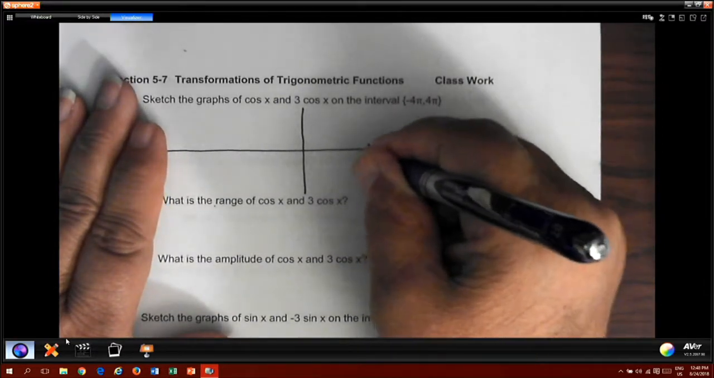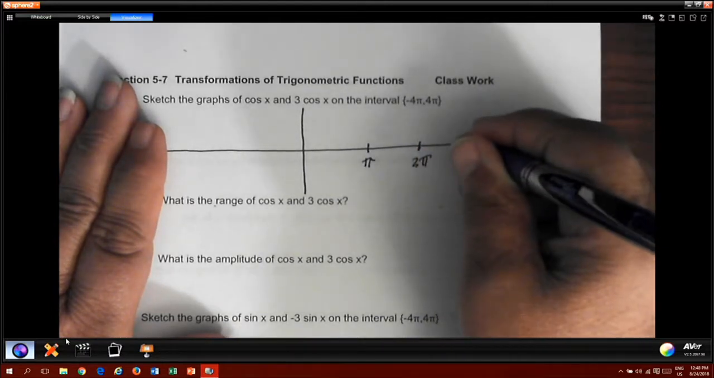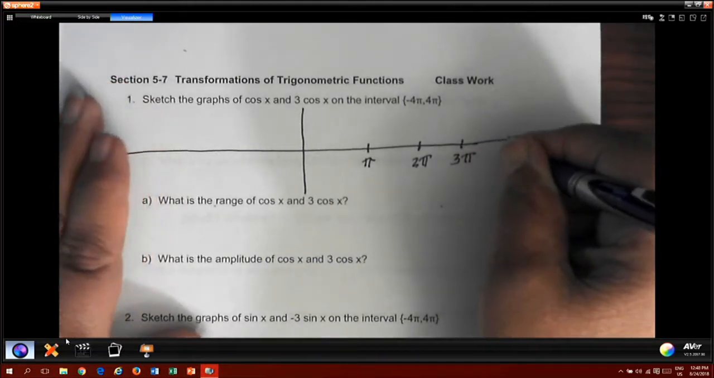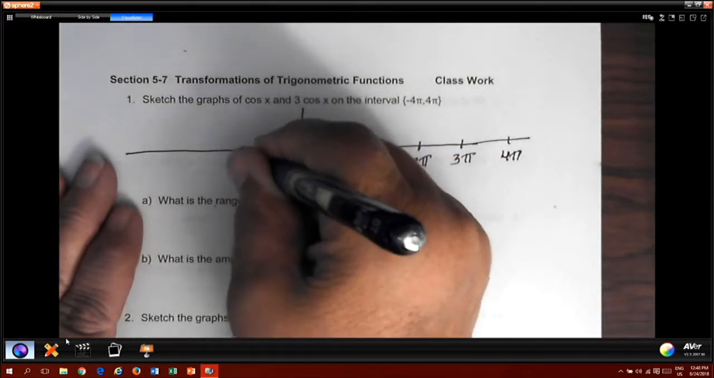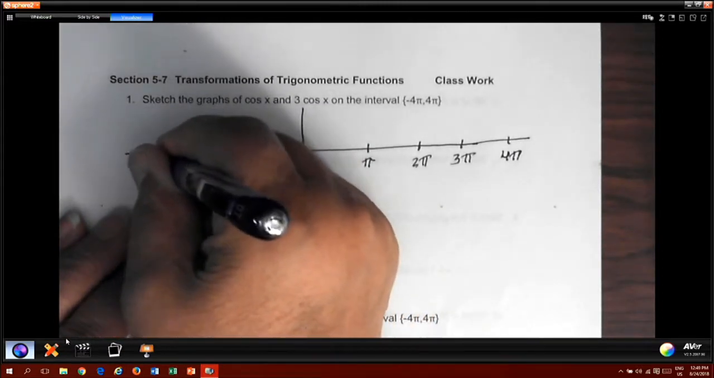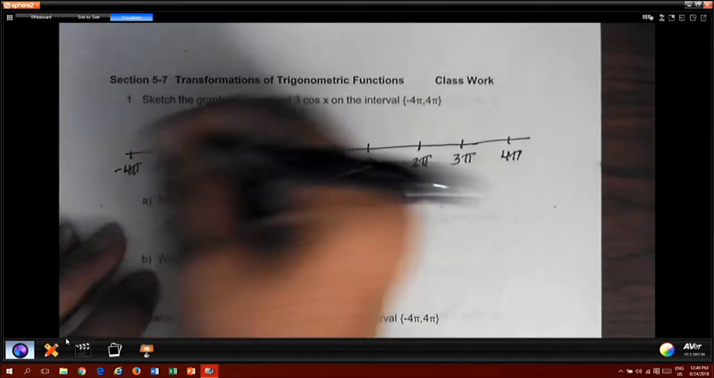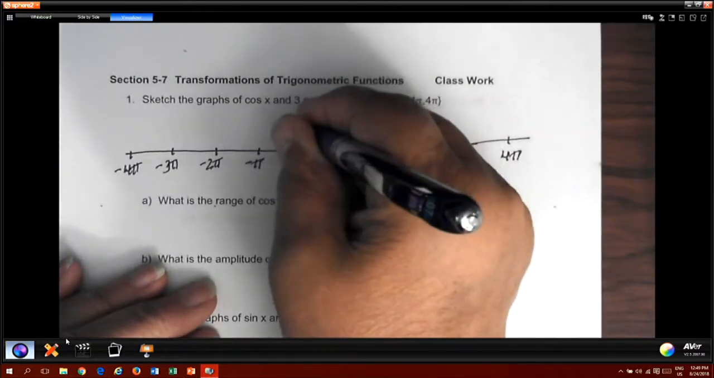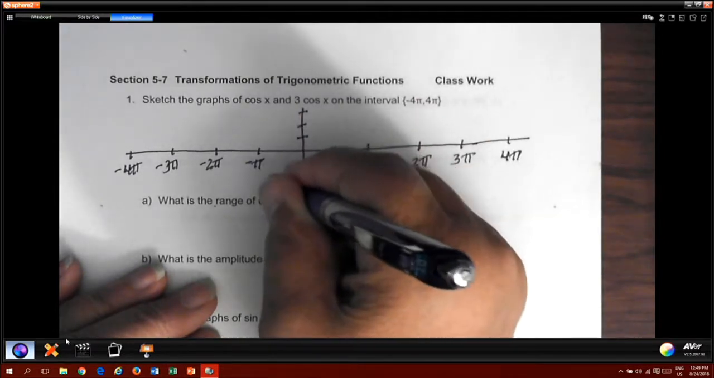So this is pi, 2 pi, 3 pi, and 4 pi. And we have negative pi, negative 2 pi, negative 3 pi, negative 4 pi. We have 1, 2, 3, negative 1, negative 2, negative 3.